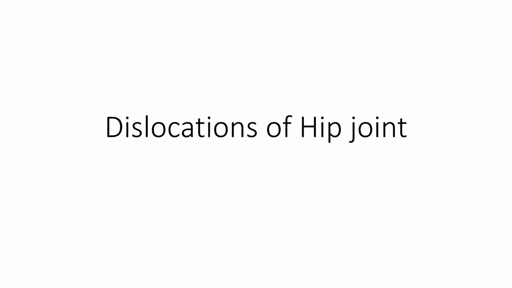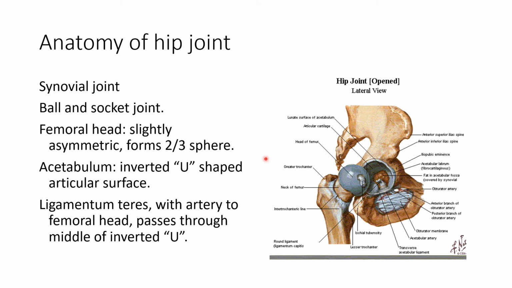So now coming to the main topic, that is dislocation of the hip joint. First starting with the anatomy of the hip joint. A hip joint is formed between the head of the femur here and the cup of the acetabulum. These two bones form the hip joint and it is stabilized with the help of the ball and socket structure, ligaments and muscles. So it's a type of synovial joint of the ball and socket variety.